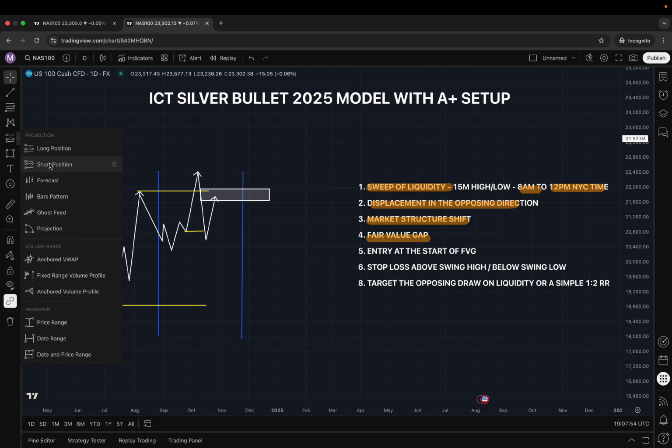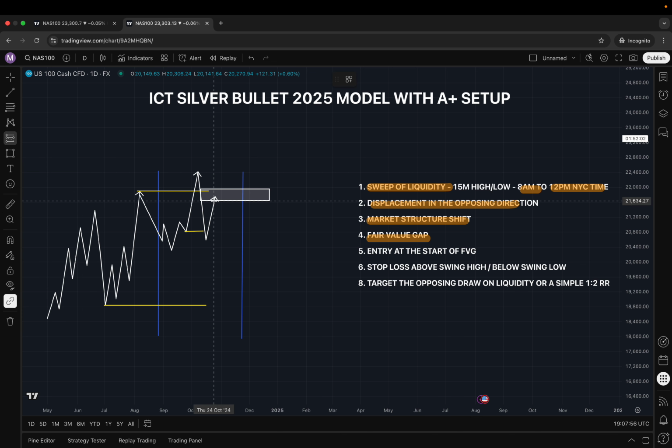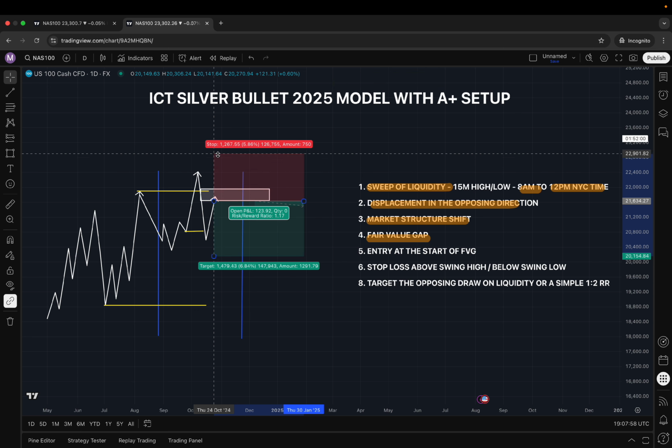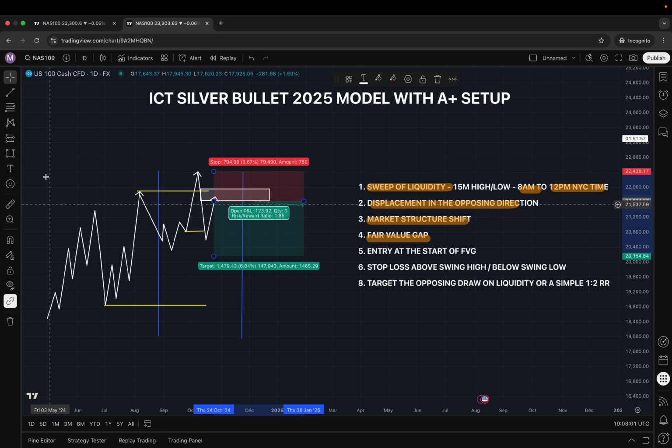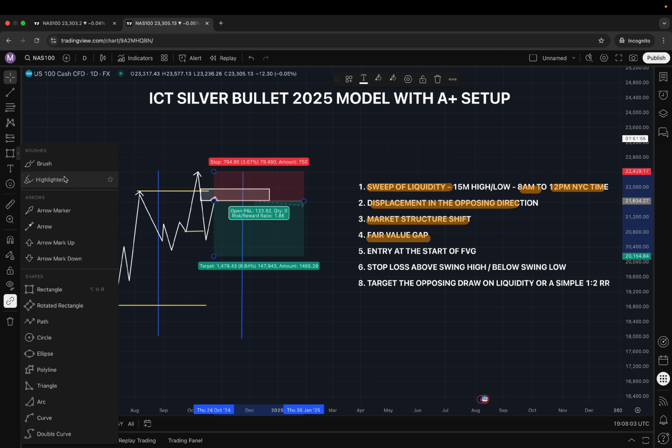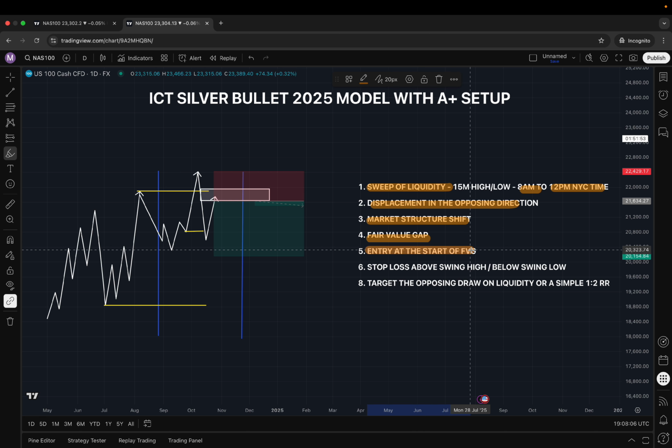Now we would simply set our short positions at the start of the fair value gap. Our stop loss would be at this high. As you can see, if we go back onto the rules, we can see entry at the start of the fair value gap and stop loss above swing high or swing low. Obviously that's depending on whether you're taking a short position or a long position.